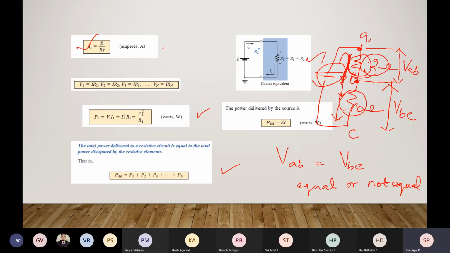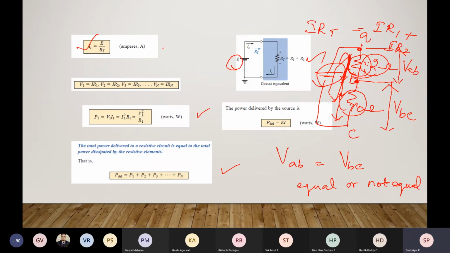So what is the concept here? In series circuits, you have the same current, but the potential drops across the resistors will be different. The total voltage E is divided between these two resistors. So I into R1 plus I into R2 will be equal to I into the total resistance RT.